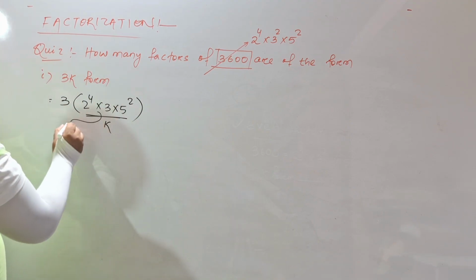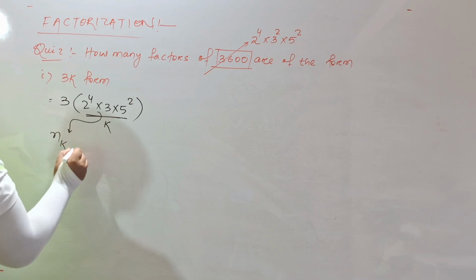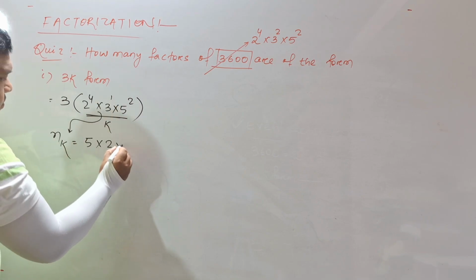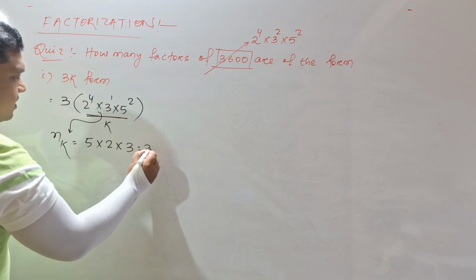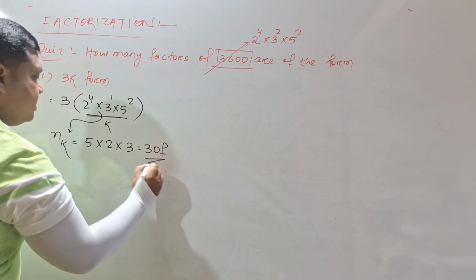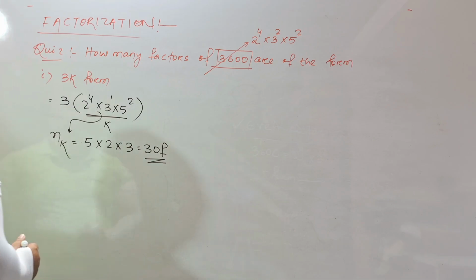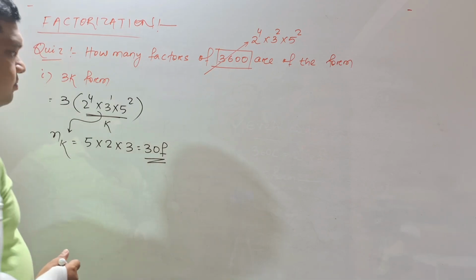Now for this one, how many factors are there? The number of factors is: this power is 4, so 5; here the power is 1, so 2; and 3. That is equal to 30. So 30 factors are of 3k form. Now, how many of them are of 3k plus 1 form?